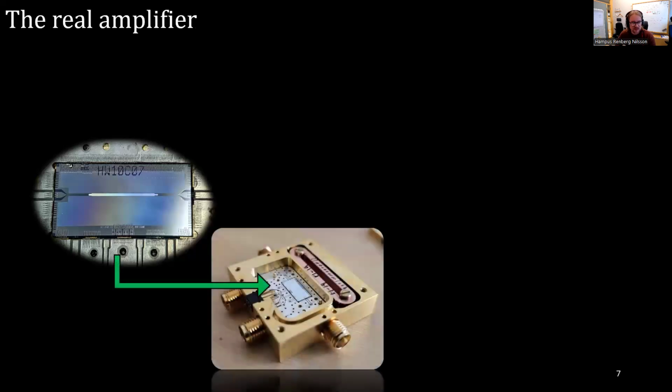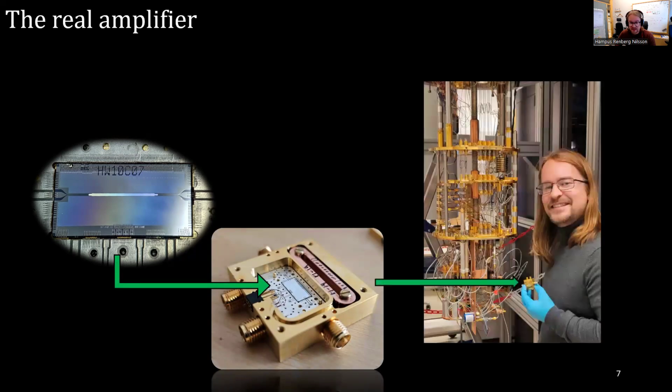In reality, of course, I don't work with a ball and a pit, but rather I make these tiny chips that I then put inside these boxes. And then I put these boxes inside the cryostat. Here you can see an actual cryostat rather than the sketch that I showed you earlier. But the details of this is a story for another time.